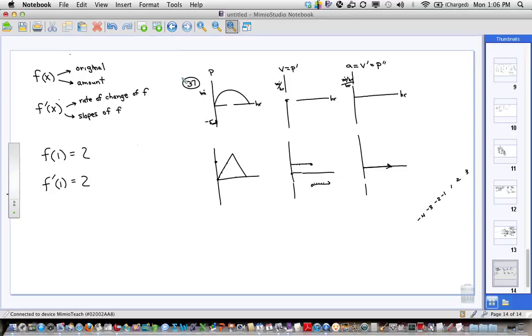Okay, if that was the case, then what would this do? Okay, well, what are the slopes doing? Maybe a slope of 4, 3, 2, 1, 0. So would it start up here? And it would come down. Now the question is, would it come down in a line or in a curve?